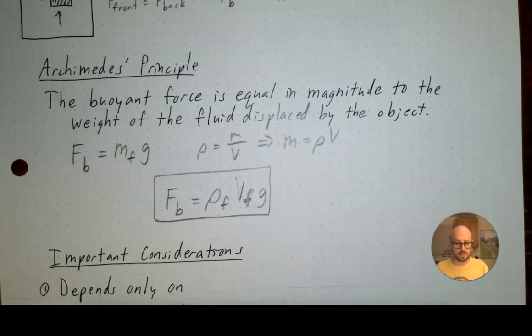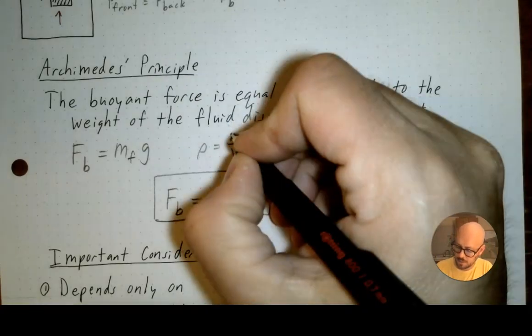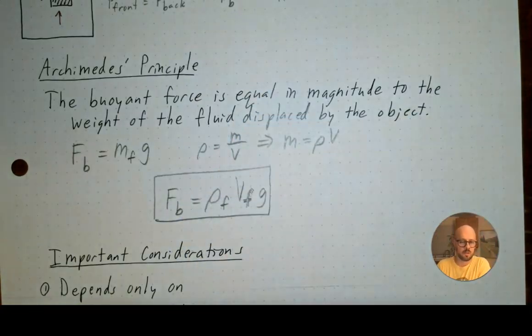Now that's written in your equation sheet. It does not have the subscripts, but I highly recommend that you keep using the subscripts regardless of what's written on the equation sheet, because it is so easy to get confused between the density, volume, and mass of the object in the fluid and the same values for the fluid itself.